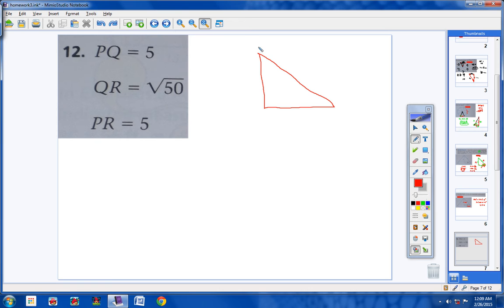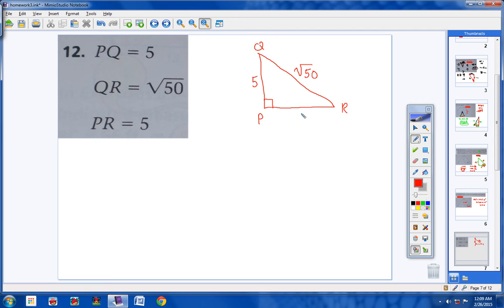So you can put your Q here and your R here, or your R here and your Q here, it doesn't matter. I'm going to put my Q here and my R here, put my right angle here, and label this square root of 50. So right away, my longest side is my hypotenuse. Now put your P right here, okay? Now they want us to find the angles, I believe. Let me look at the directions again. Yes, find the angles of this triangle. This is 5 and this is 5.